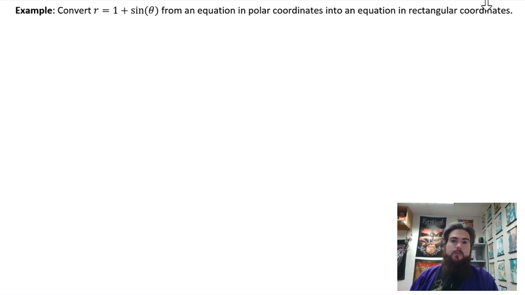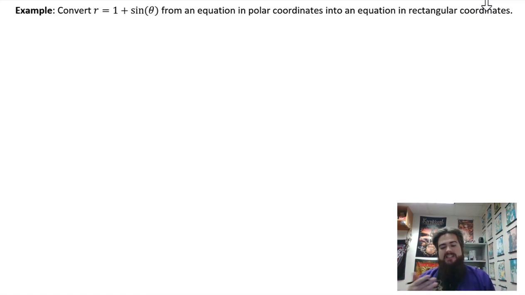In this example, we're going to take the equation r equals 1 plus sine of theta from an equation in polar coordinates into an equation in rectangular coordinates. Now, I will say up front, this one is going to be a little bit more complex because it's going to take multiple steps in order to get to a point where I can replace everything with equations involving x and y.